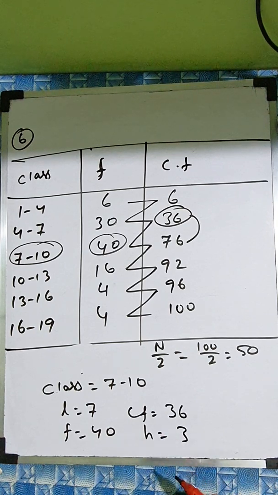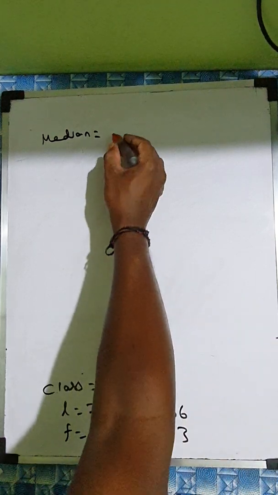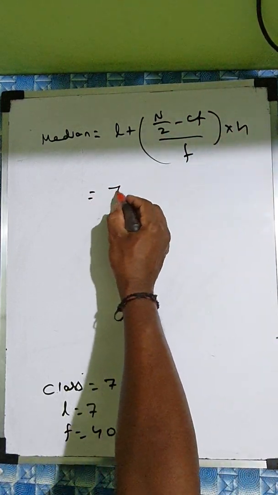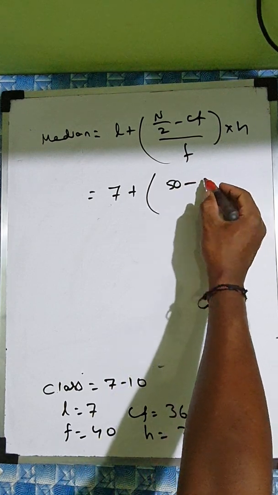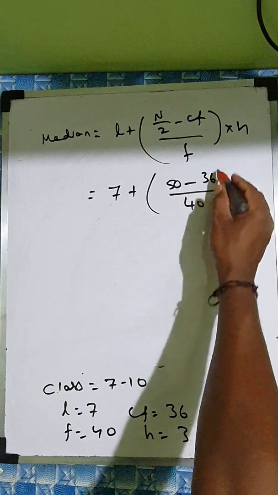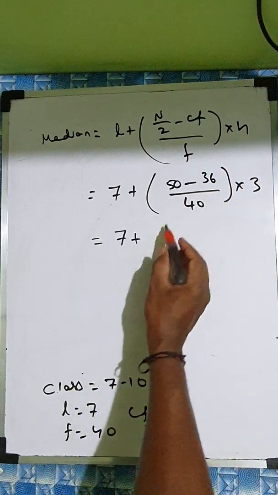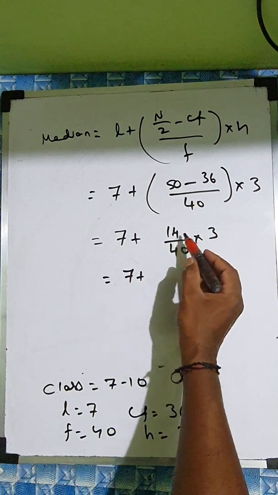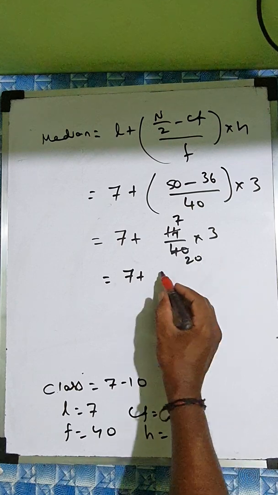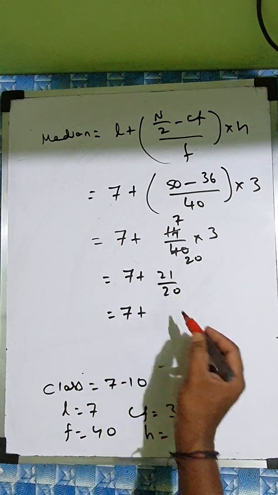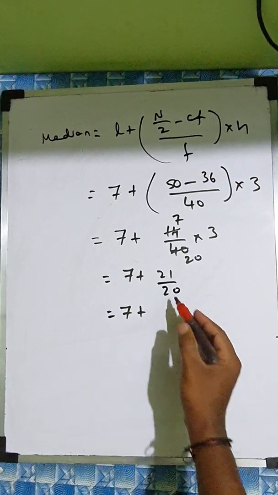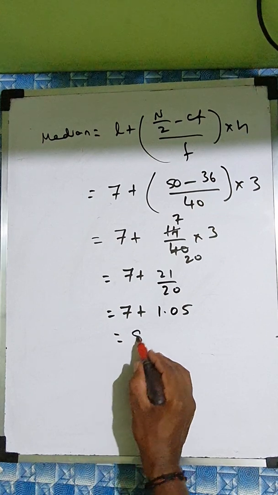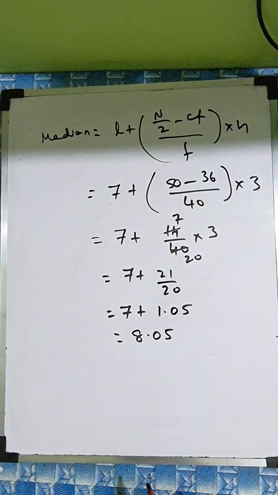Now we'll apply the formula and we can get the answer. So median equals L plus n by 2 minus CF by F into H. Here L is 7 plus n by 2 is 50 minus CF is 36 by frequency is 40 into H is 3. So 7 plus, subtracting, it's 14 by 40 into 3. So 7 plus, we can cut, 7 2s are 14, 2 2s are 4, so 7 3s are 21 by 20. So 7 plus 21 divided by 20, we'll divide it now: 21 divided by 20 is 1.05, so if you add it, 8.05. So the median is 8.05.